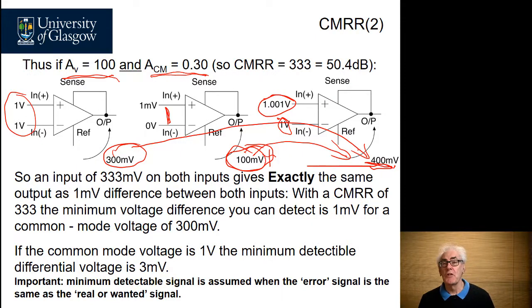So with a common mode rejection ratio of 333, the minimum voltage signal we could detect at the output is 1 millivolt. If the common mode voltage is 1 volt, as in the example we've shown here, the minimum detectable signal at the output is 3 millivolts. So in the presence of a 1 volt common mode voltage, we would have to have a 3 millivolt differential voltage. The minimum detectable signal is assumed when the error signal, due to common mode or any other issue, is the same as the real or the wanted signal.